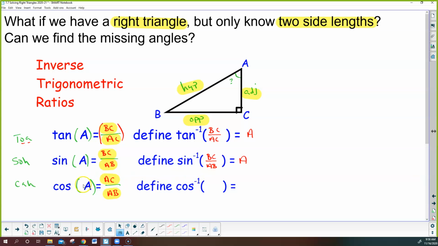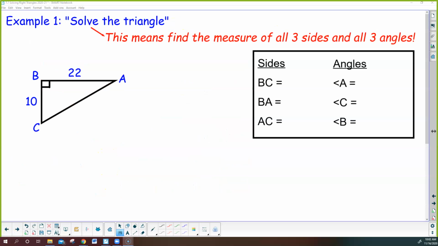And then for cosine, same thing. Take the cosine inverse of AC over AB, that's the adjacent over hypotenuse, and it will give me A. I'm going to pause here and let you guys catch up.